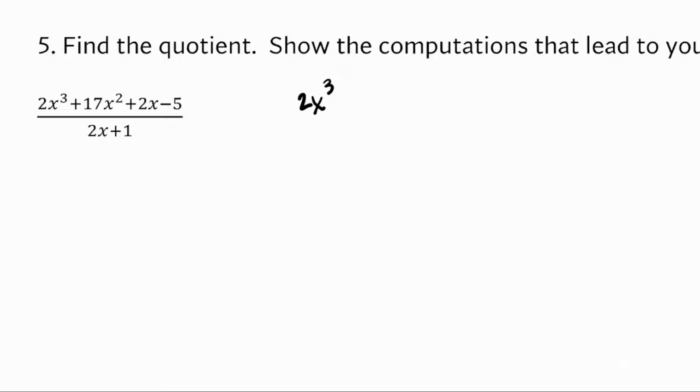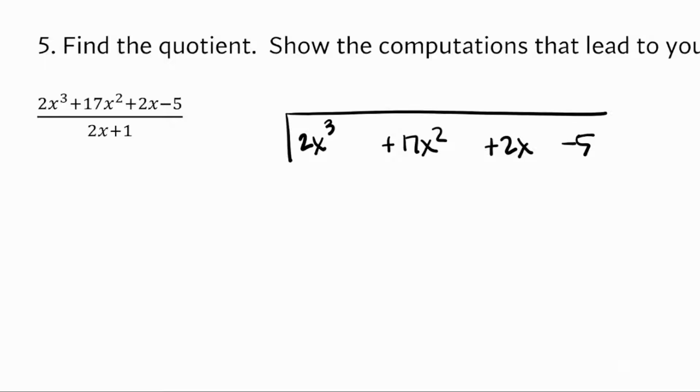2x to the 3. I like to leave a good amount of room, but I need to add some room above. So 2x to the 3, positive 17x to the 2, positive 2x, and negative 5. Okay, and I'm dividing by 2x plus 1.